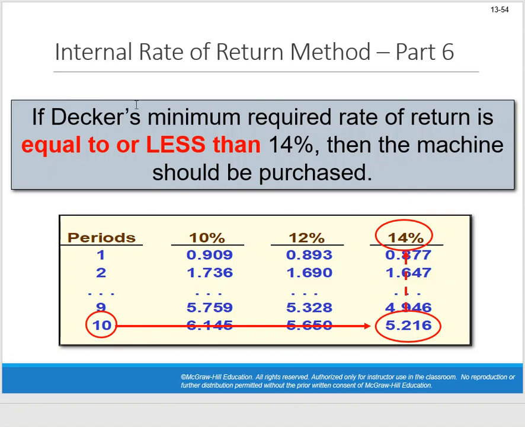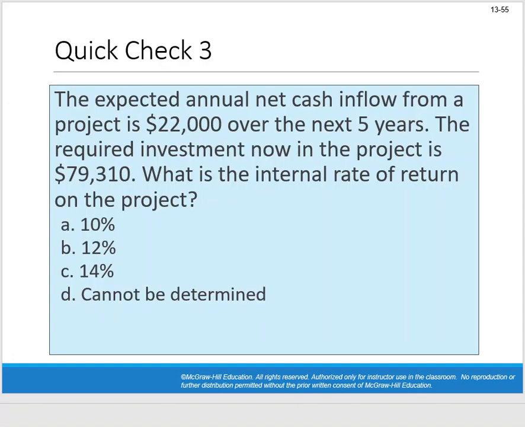I hope your textbook has this right. That was an error in the slide. So if it's equal to or less than 14%.